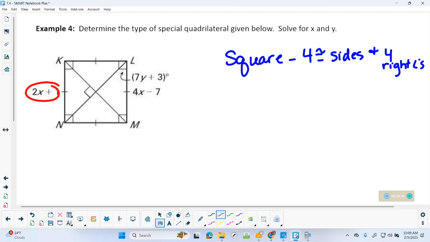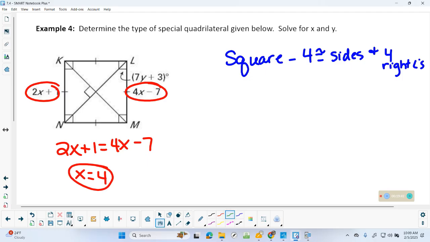Okay, well that's easy. So I see x is on the sides. We know all the sides are congruent. I'm just going to set it equal. So 2x plus 1 equals 4x minus 7. Let me give you a second to solve that. Easy peasy. 4. Okay, you don't need me to do the work. We got it.